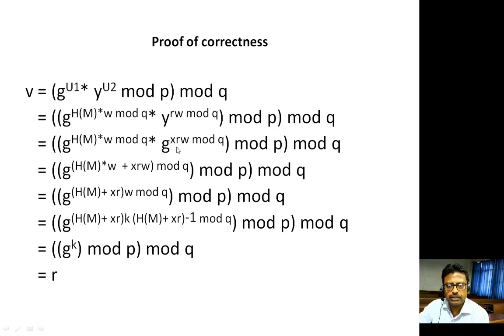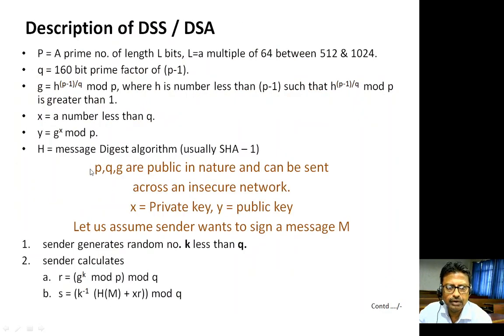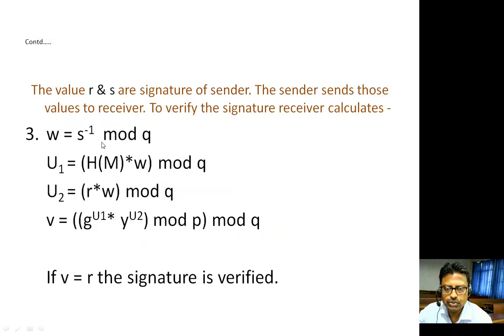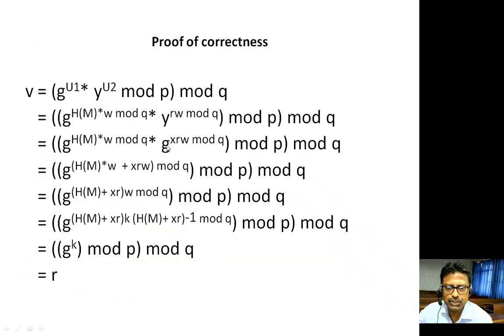Now we know how we have calculated the value of y, and we replace the value of y by its value. So what is the value of y? Let us check. y is g to the power x mod p. So y is replaced by g to the power x. So it will become g to the power xrw mod p mod q. Now it becomes g to the power hm w mod q multiplied by g to the power xrw. So we take mod q common, and then it will become g to the power (hm into w plus xrw) mod q mod p mod q.